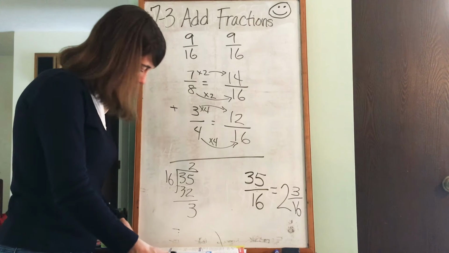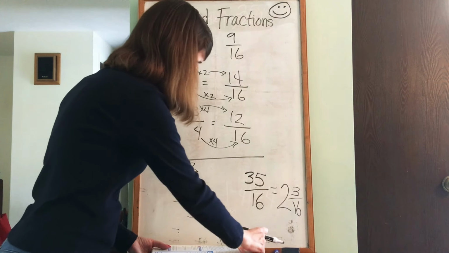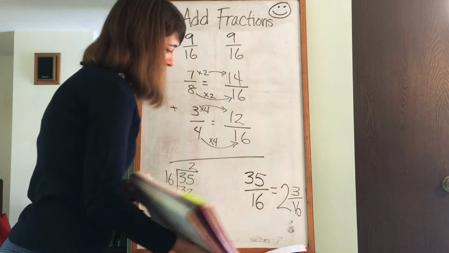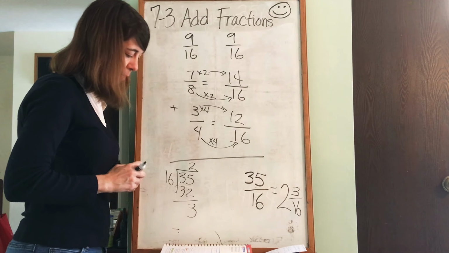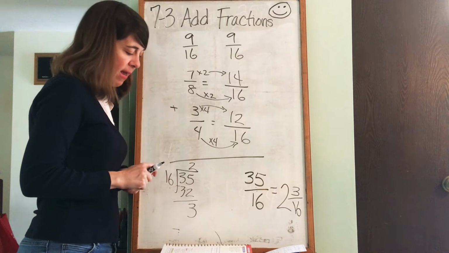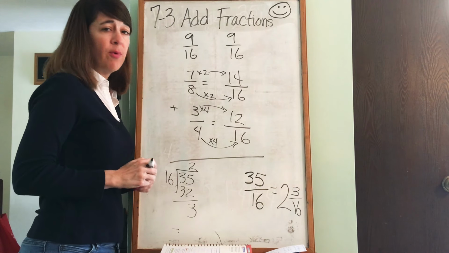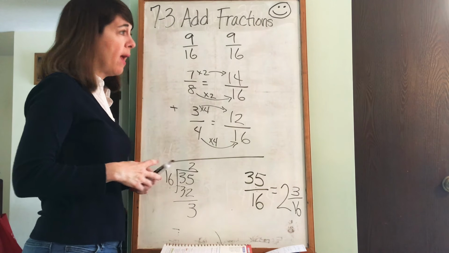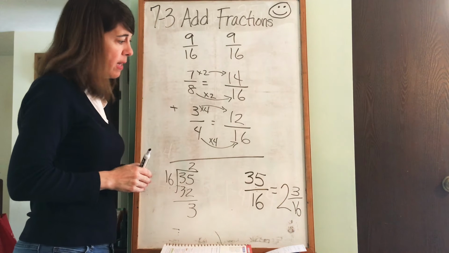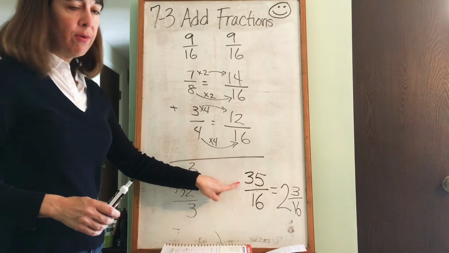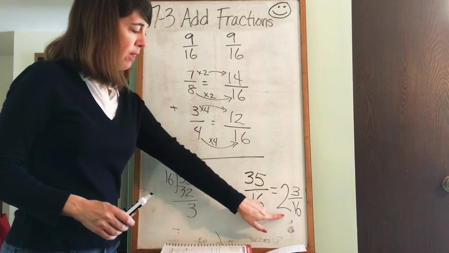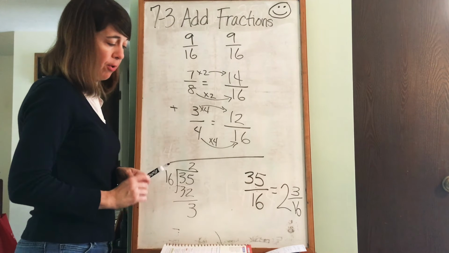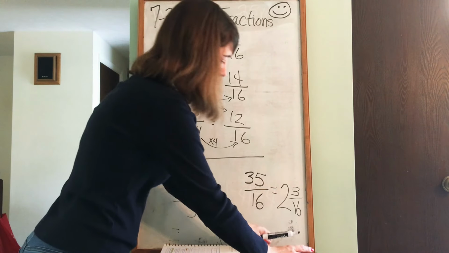Okay, on page 227, you have, for practice, 7 to 23 odd. So let's talk about those for a second. The directions say estimate and then add. I don't want you to estimate, I just want you to add, just like we did right here. And make sure that if you get an improper fraction for your answer, that you change that over to a mixed number. Let's do a couple just as practice.